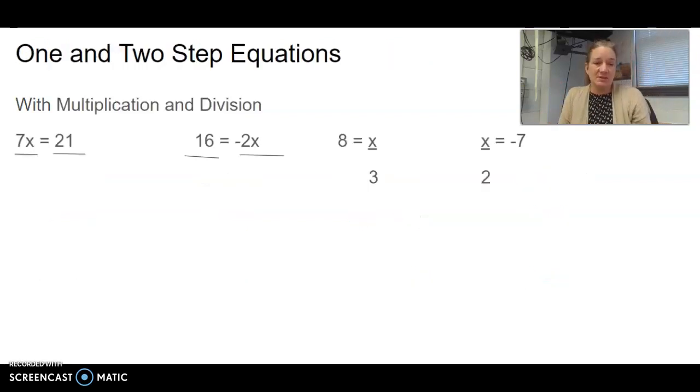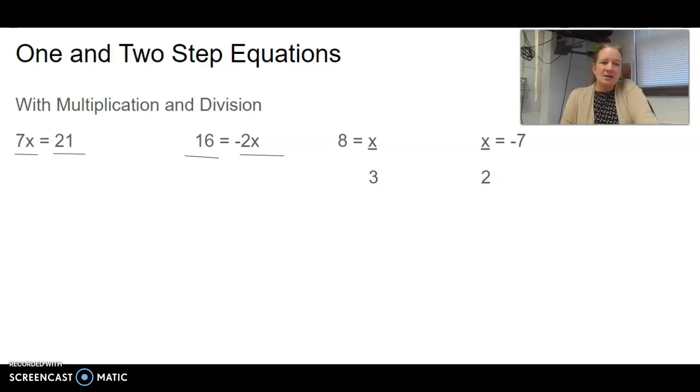So now let's look at 1-step equations with multiplication and division. So with addition and subtraction, you do the opposite, right? If it's adding, I subtract to make it go away. If it's subtraction, I add to make it go away. Same with multiplication and division. If I'm multiplying, I divide to make it go away. Or if I'm dividing, I multiply to make it go away. Huh? Okay, let me show you.